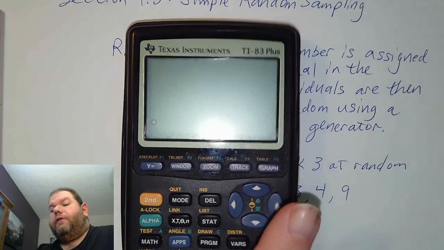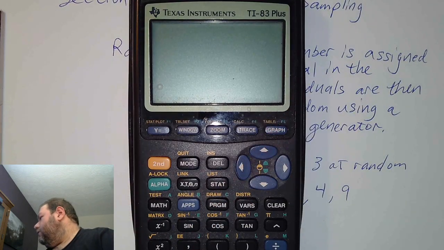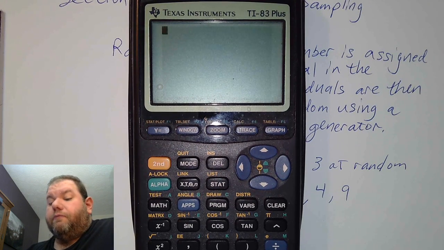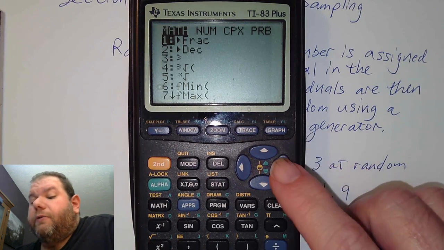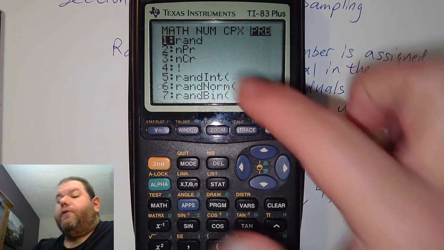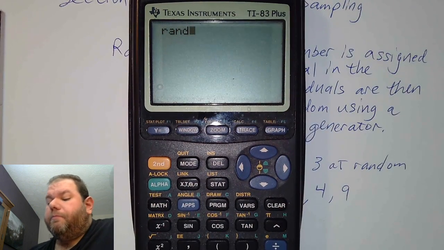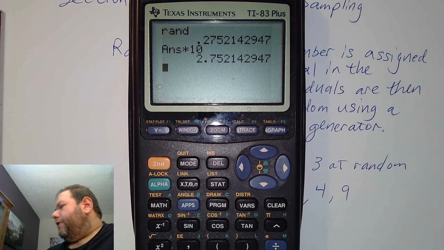Now, looking at the TI-83, first read, I think we go to math, yes, we arrow over to PRB, and then the first option there is random. We can press enter, and then multiply by 10. So that would give us a random number of 3 in that case.